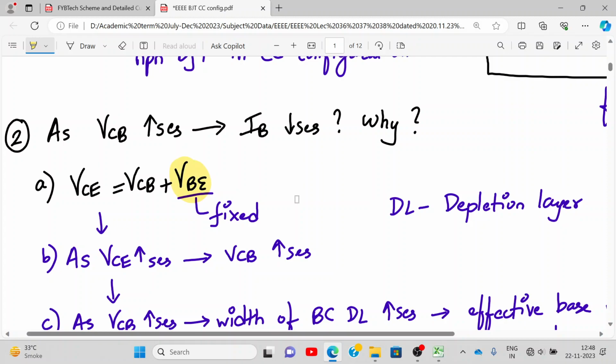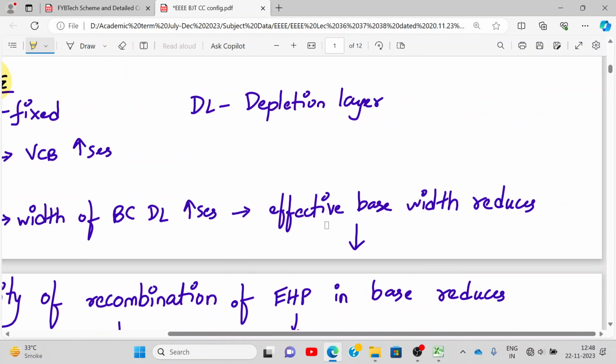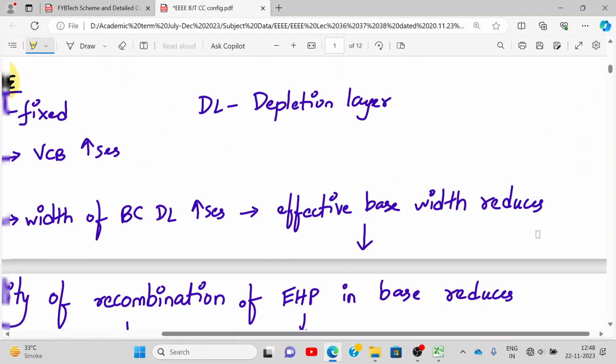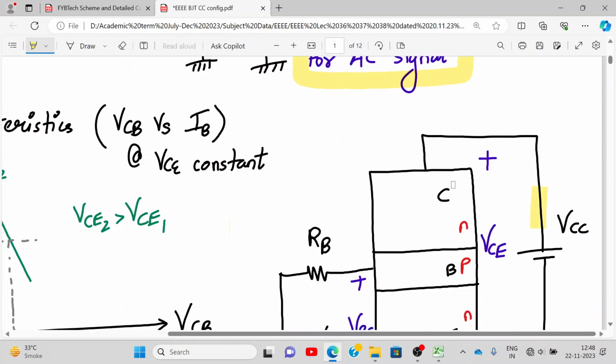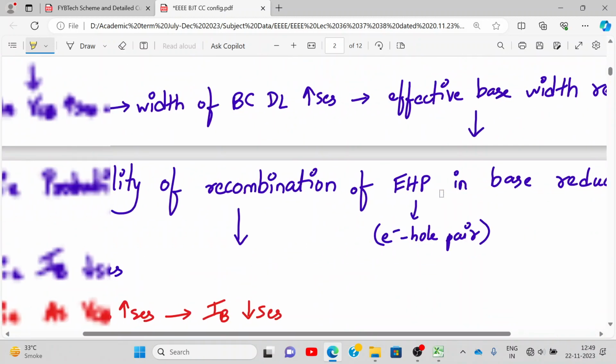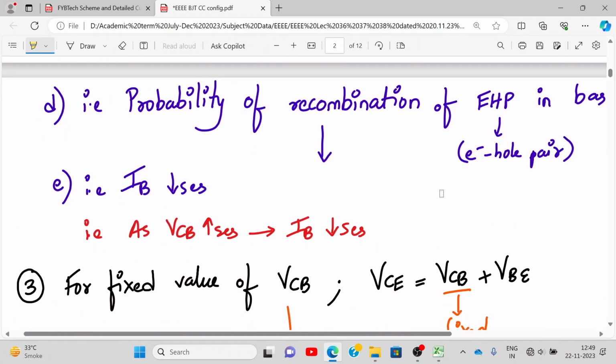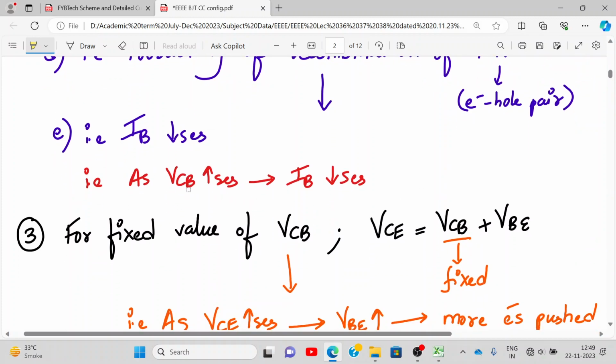So as I increase the value of VCE, VCB increases, can I say that, if this is fixed? Yes or no? So as VCB increases, the base-collector depletion region increases. Effective base width reduces. This we have done many times. That means the base reduces over here. So the probability of recombination of electron-hole pairs in the base reduces. That's why the base current reduces. Fewer recombinations happen at the base, so the base current reduces as you increase the value of VCB.